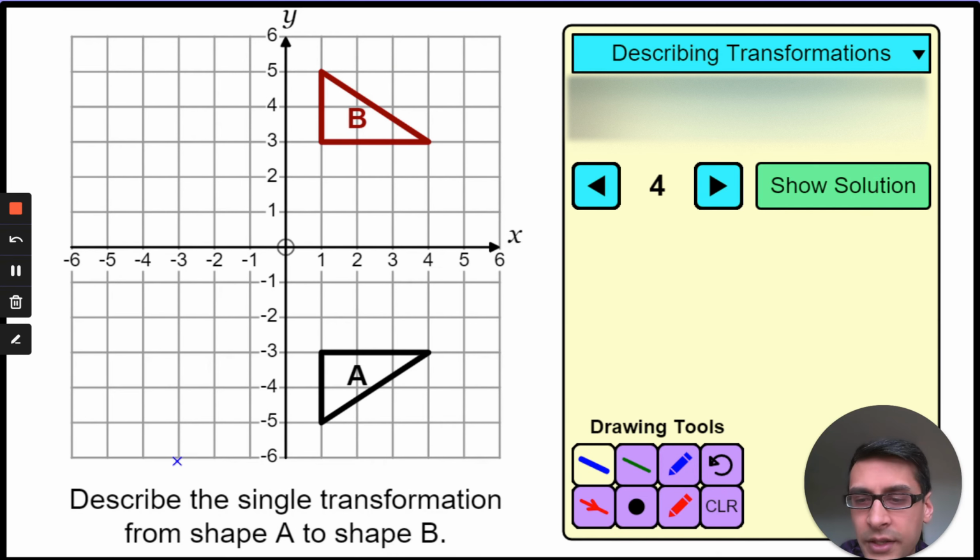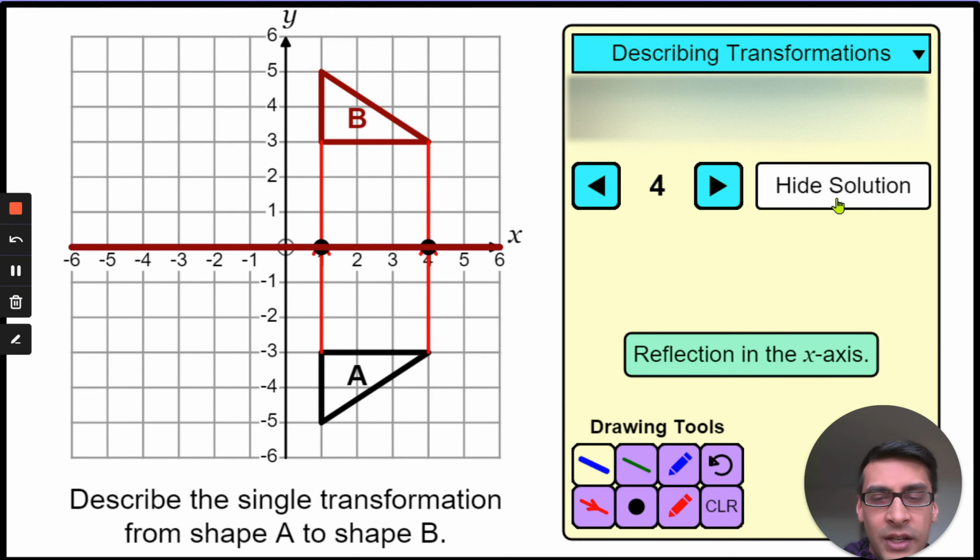Okay, next example, describe the single transformation from A to B. So this is also going to be a reflection, so we're just going to draw the reflection lines here from A to B, and halfway, again this one is fairly straightforward, it's just going to be on the axis, so it's on the x-axis. The equation of the x-axis is not x equals 0, it's y equals 0, so this shape has been reflected on the x-axis where y is equal to 0.